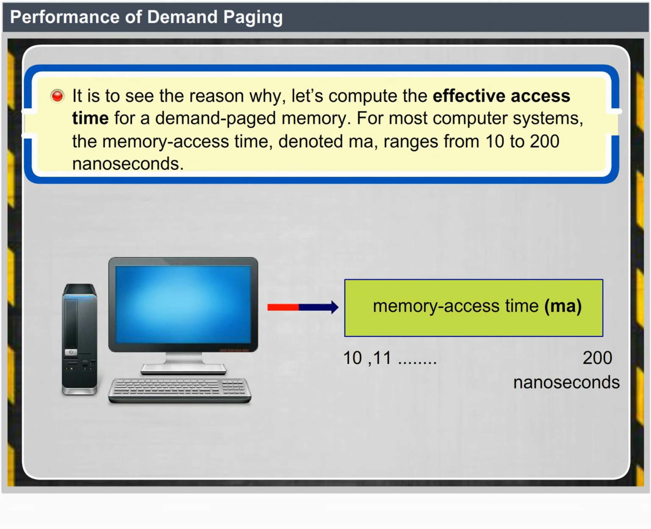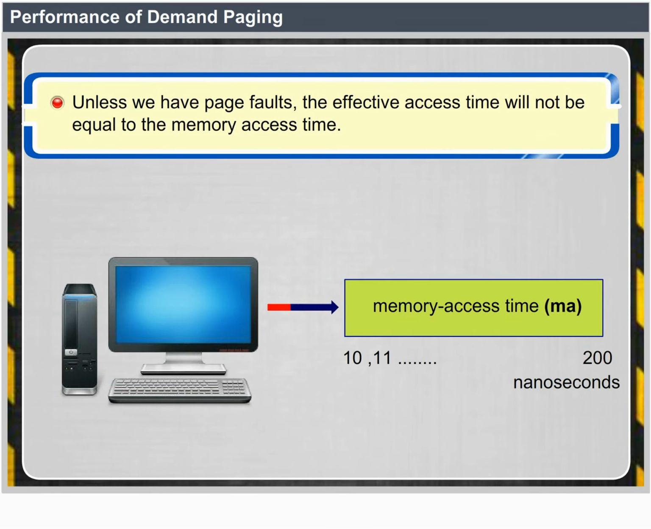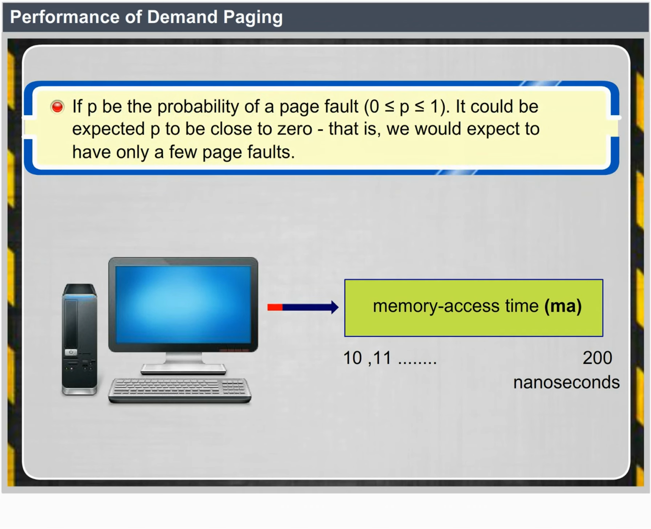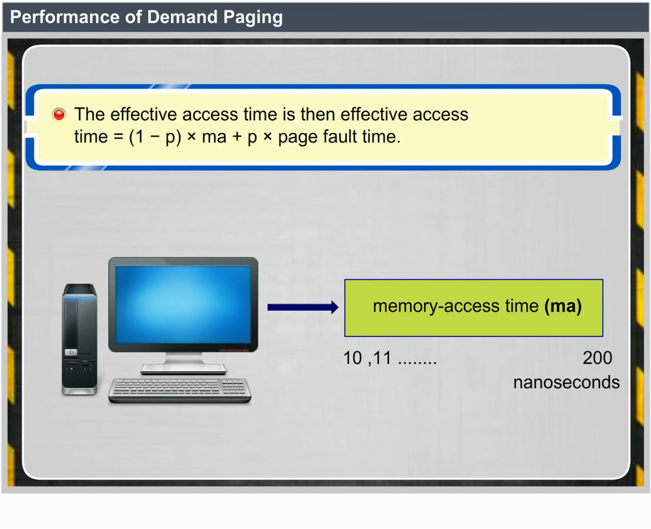As long as we have no page faults, the effective access time is equal to the memory access time. If, however, a page fault occurs, we must first read the relevant page from disk and then access the desired word. Let P be the probability of a page fault, where 0 ≤ P ≤ 1. We would expect P to be close to 0, that is, we would expect to have only a few page faults. The effective access time is then: effective access time = (1 − P) × MA + P × page fault time.